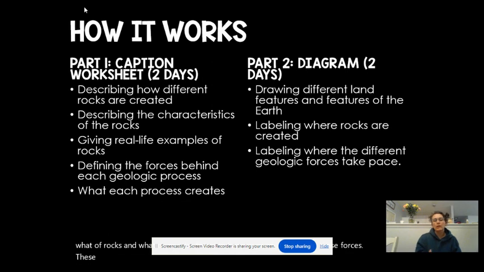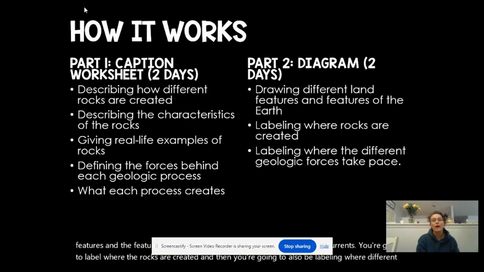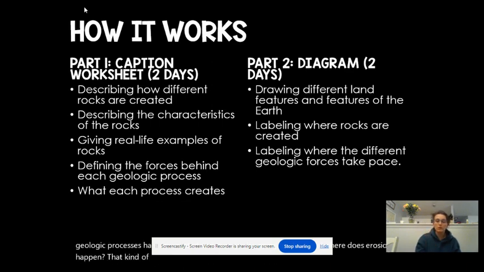Then part 2 is a diagram. This is where you're going to draw different land features and the features of the earth, like the mantle and the convection currents. You're going to label where the rocks are created, and you're also going to be labeling where different geologic processes happen. So like, where does sedimentation happen? Where does erosion happen? That kind of thing. And I'll get into a little bit more to show you what that looks like.